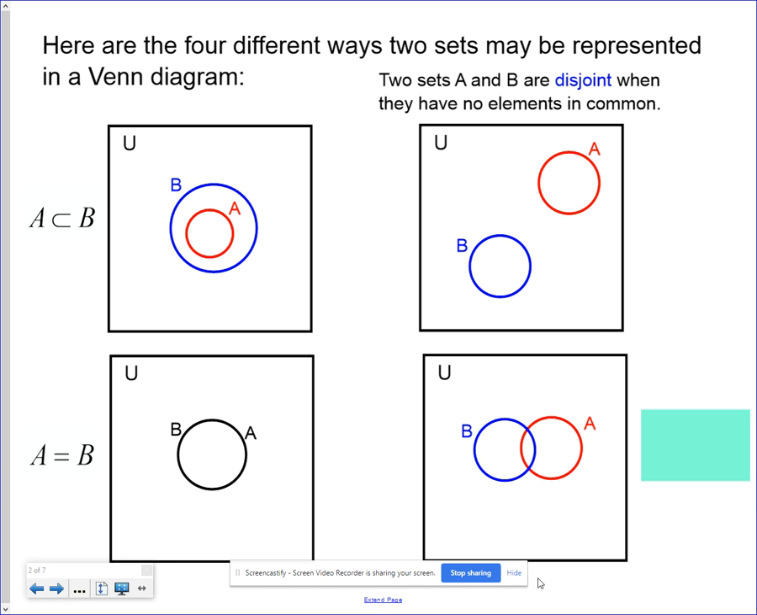And then in our last example here, the fourth way 2 sets may be represented in a Venn diagram, we see set A and set B have some elements in common, but not every element in A is also in B. They have a few elements in common. When this occurs, we say the 2 sets, set A and set B, intersect.